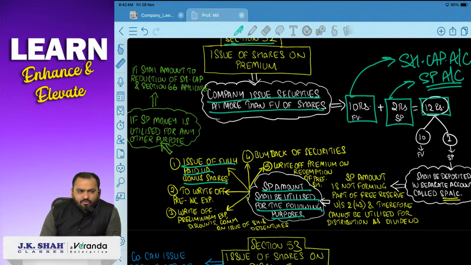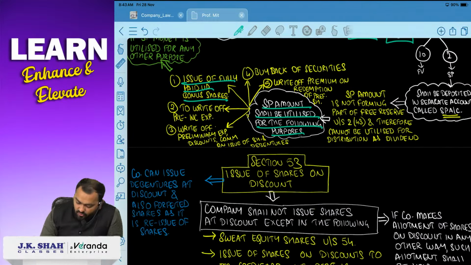But is the company going to raise money? Is the company going to ask for the money? No, it is bonus shares. So where will the money come from? The company can utilize the amount of securities premium money for issue of fully paid up bonus shares. This money can be utilized for this purpose.